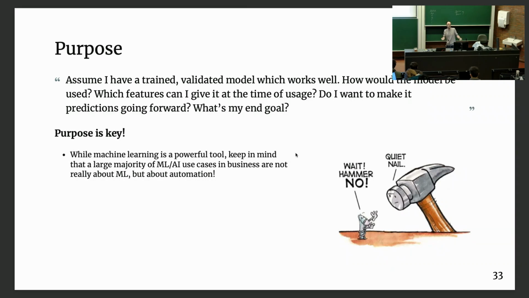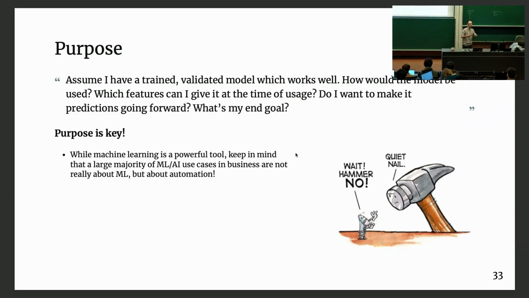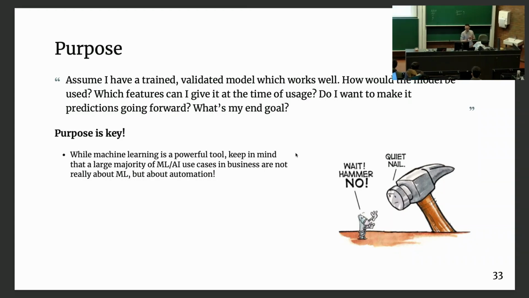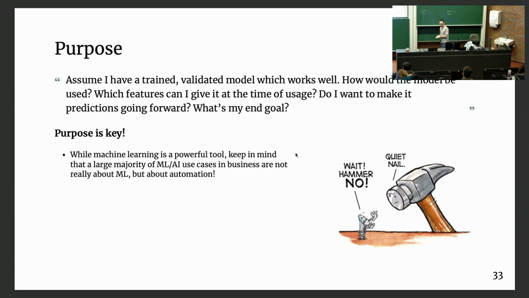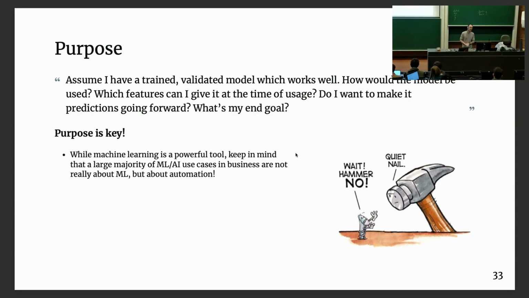Well, yeah, I can test it out, but then it's not really a predictive model anymore, right? Because to be predictive, the model will have to be used in production. It's not just a one-off that we're doing here. So purpose is key. And also, most use cases in business, they're not really about machine learning if you understand them a bit better, but they're more about automation, which is fine, right? But that doesn't mean that you always need ML to do automation. Sometimes simple heuristics can also solve that.